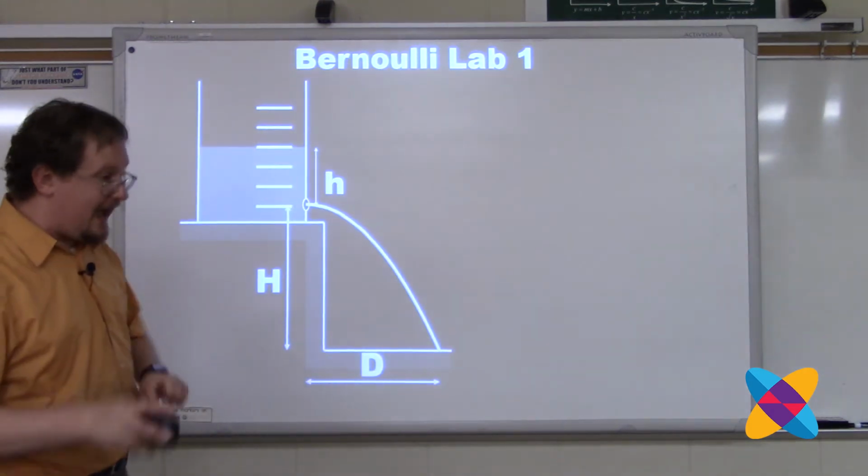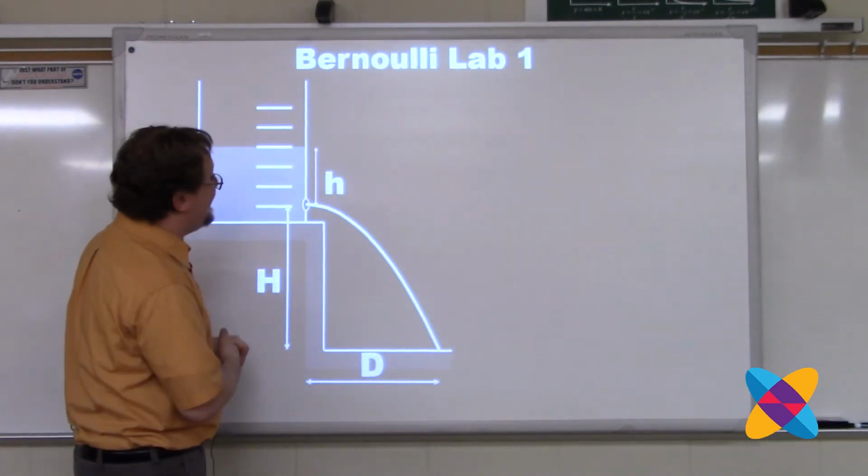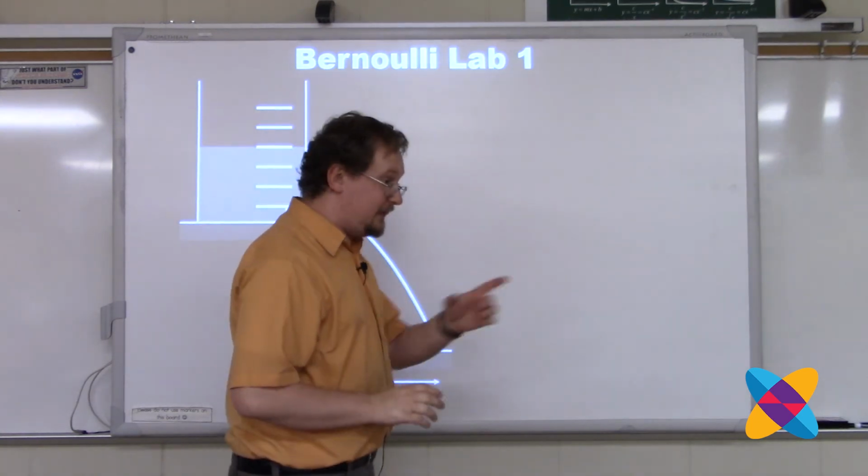So what I'm going to do right now is I'm going to gather some markers, and I'm going to show you why it is that height and velocity have a square root relationship. So let me get some markers ready here.